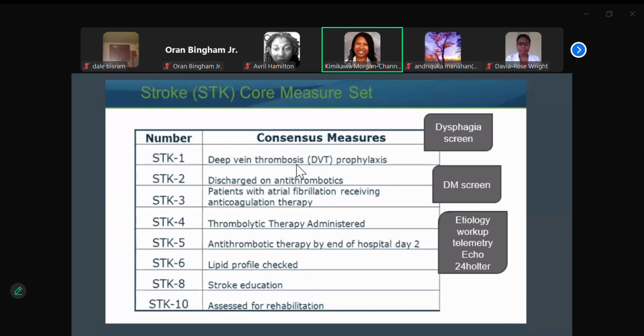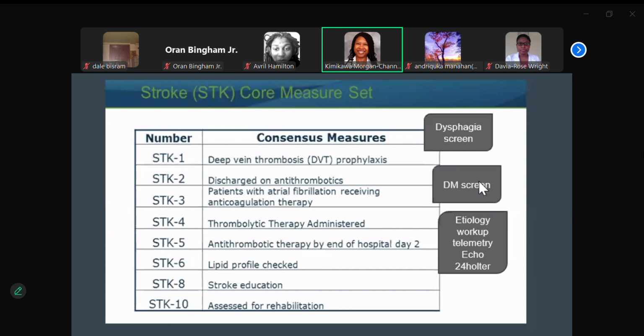Everybody with stroke, we must find out that question: where did the clot come from? Everybody with stroke, we must look for our stroke risk factors, and one of them is that the lipid profile must be checked. And I already told you, if the lipid is normal, we're still sending the patient home on a statin.